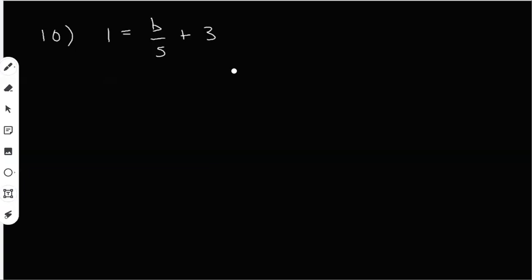1 equals b over 5 plus 3. I want to do a 3-step process. So I want to isolate the variable. That's the first thing I want to do. The second thing I want to do is I want to do a solution set. And then the third step is to check my answer.